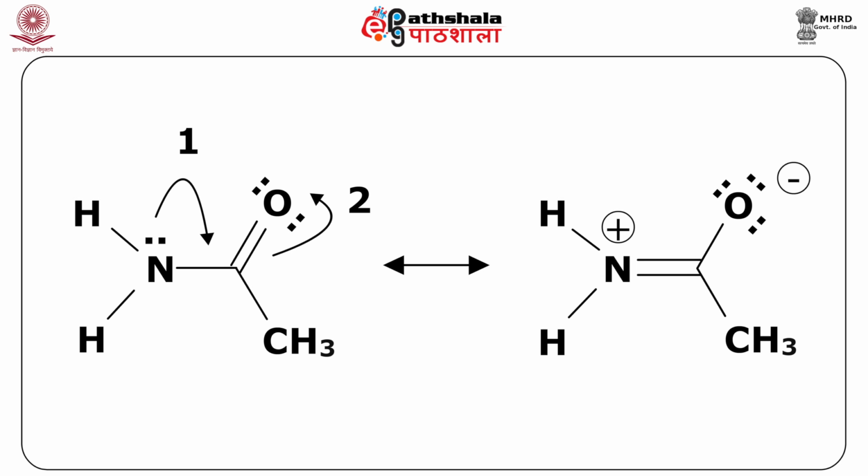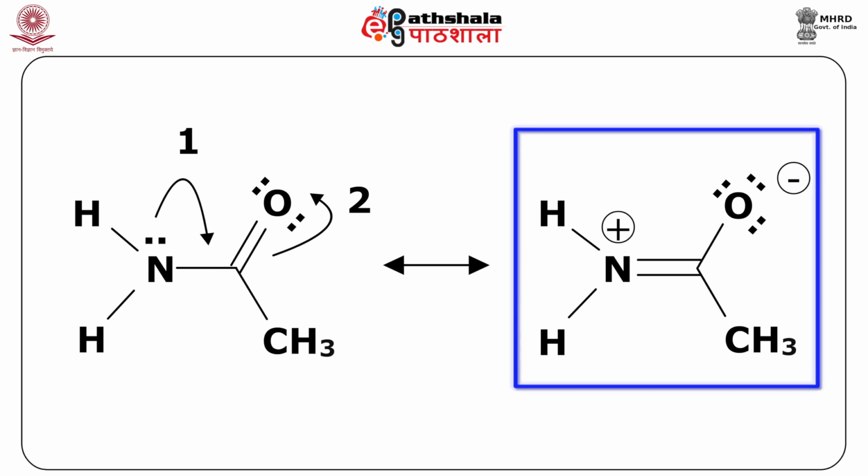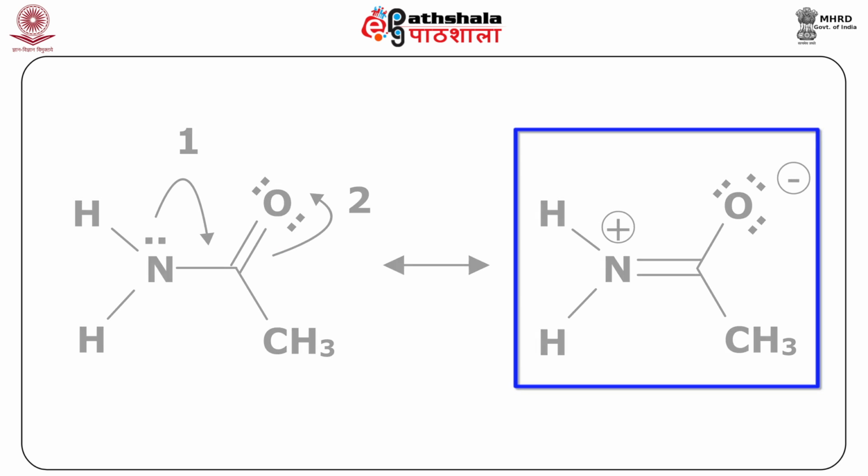Let us look at the next structure here. Here again the nitrogen has a lone pair which will move to the adjacent bond, and in turn the C double bond O pi electrons get shifted towards the more electronegative oxygen, and you get C single bond O minus. So, this is the resonating structure that you get.